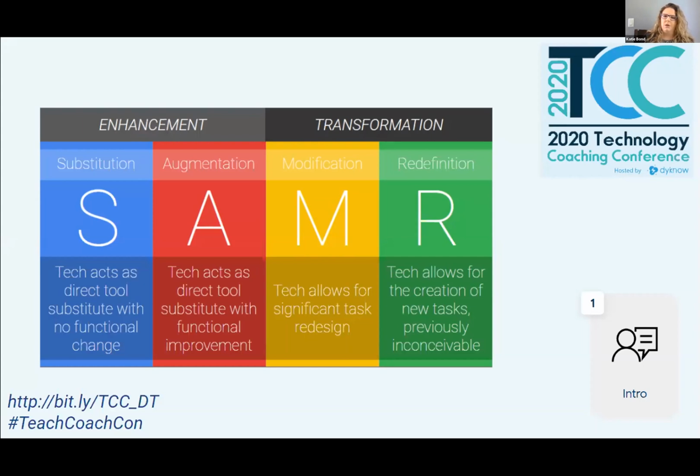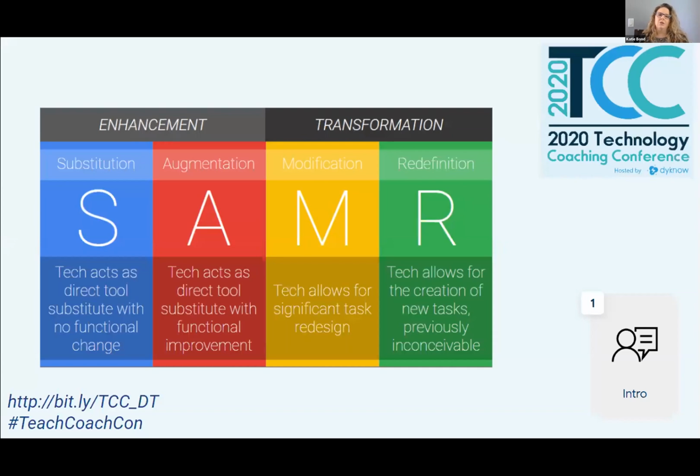Augmentation would be when we started getting movies delivered to us. Netflix, when they first started, was primarily a DVD delivery service. So that changed. We didn't have to go to the store anymore. We could pre-order the popular movies ahead and wait for it to be delivered. So it's slightly different, a little bit of functional improvement. We didn't have to go to Blockbuster to rent it.